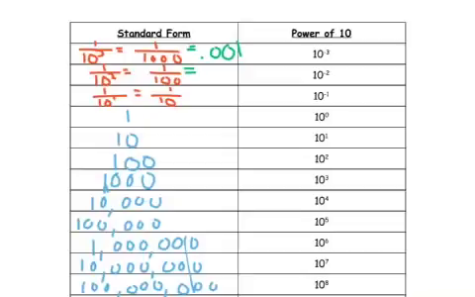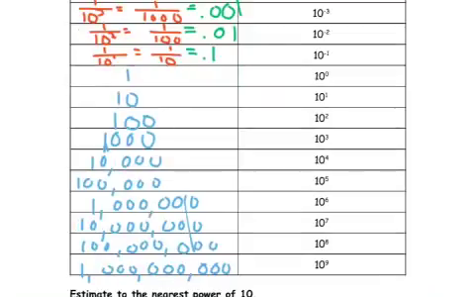And if I wrote 10 to the negative second as a decimal, I would have 0.01 because it's in the hundredths place. And 10 to the negative first, I would just have 0.1 because that is in the tenths place. So get a good picture of this and make sure you memorize this for your exam.